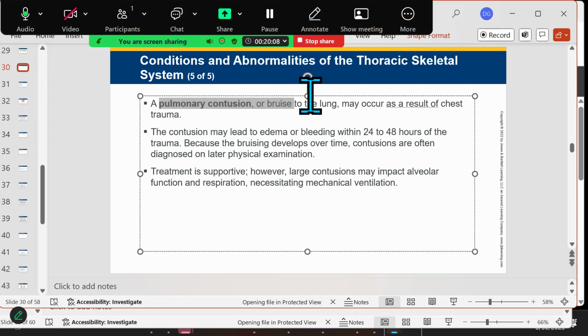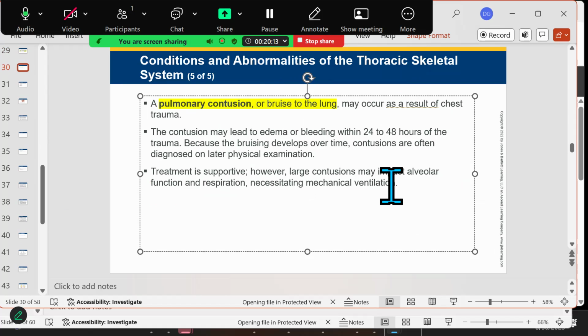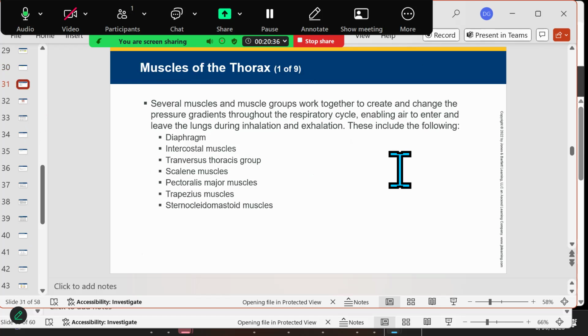Pulmonary contusion is a bruise to the lung. That can be a serious situation, typically 24 to 48 hours after trauma. Treatment is supportive. Large contusions may affect breathing function, may take a while for the patient to recover from a lung bruise. We had a prominent football player that had a lung bruise that took him out for several games a couple of years ago. Can't name him for you right now, sorry.